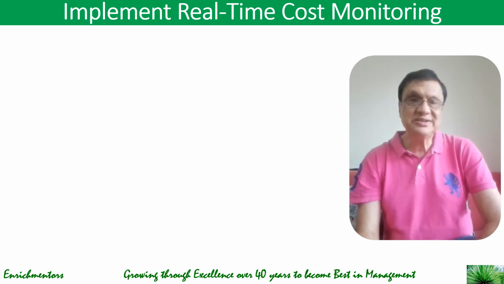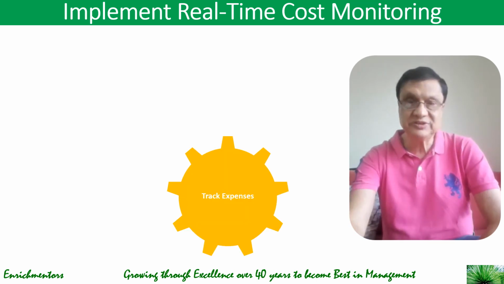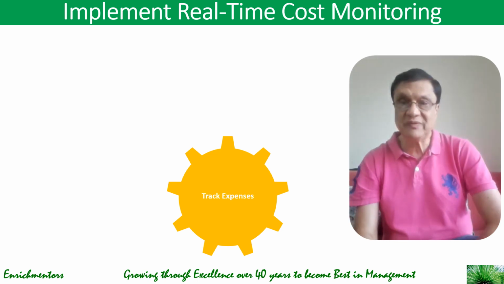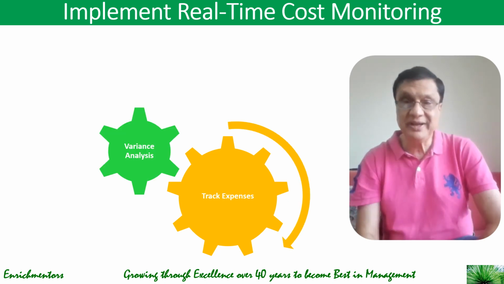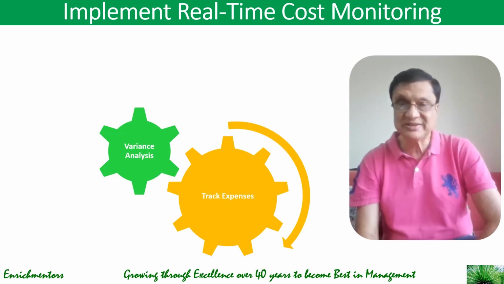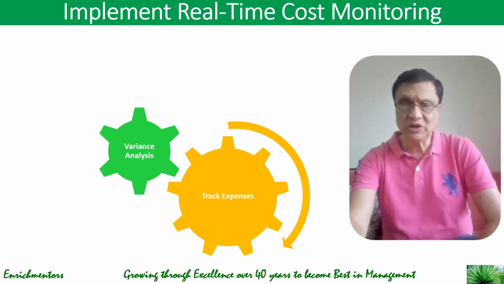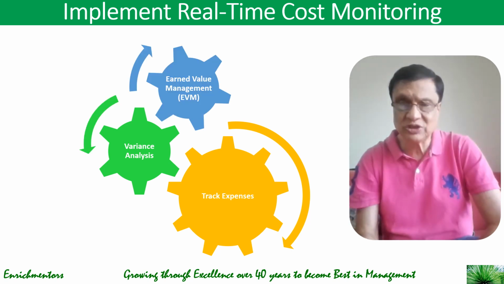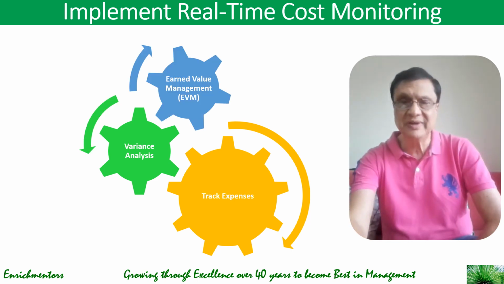Once you have these things done, you need to implement real-time cost monitoring, where you track expenses by using project management software like Procore or Smartsheet to track costs in real time. Do the variance analysis: regularly compare actual cost versus the baseline to figure out how much they vary and why. And also monitor cost performance using metrics like cost performance index and schedule performance index in earned value management.